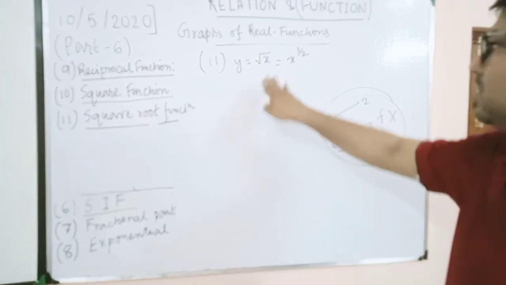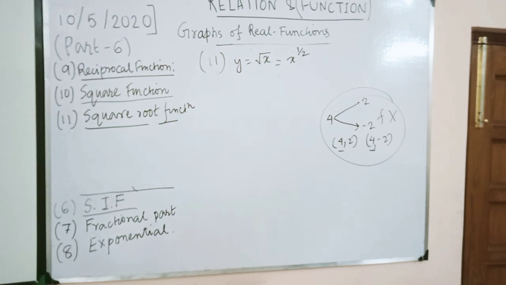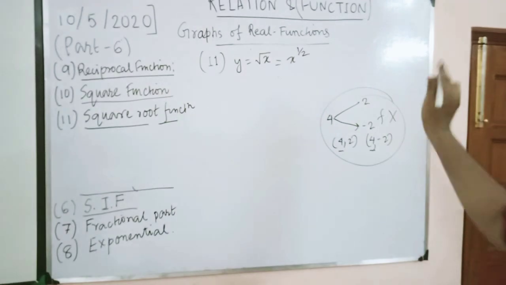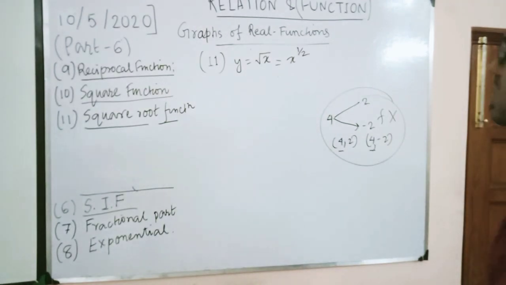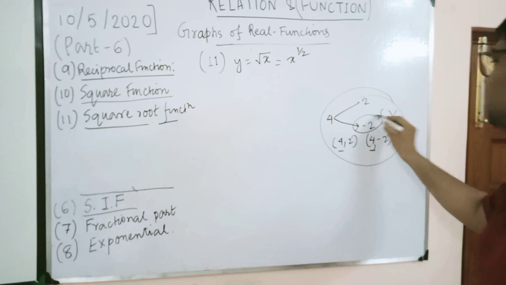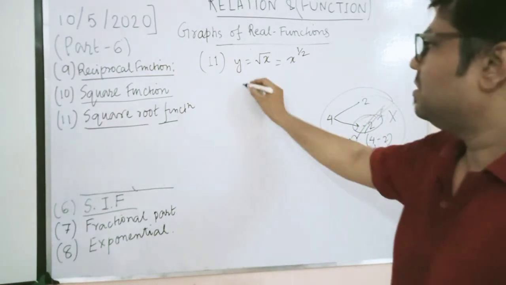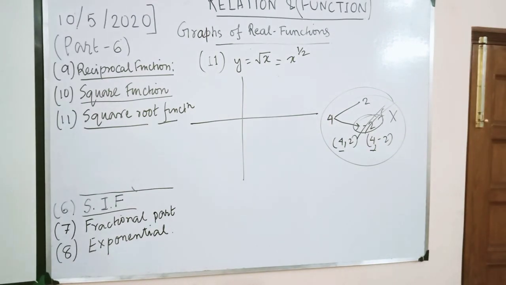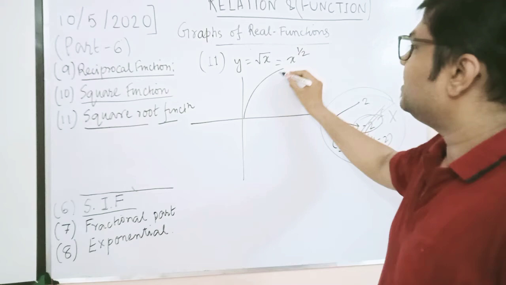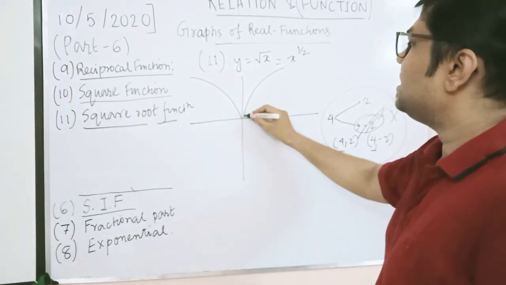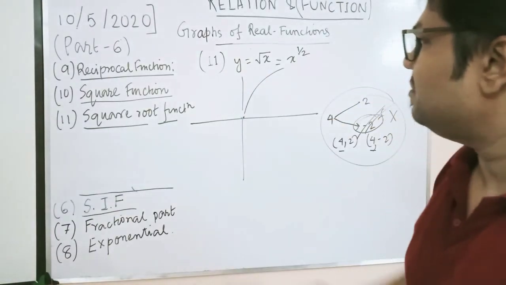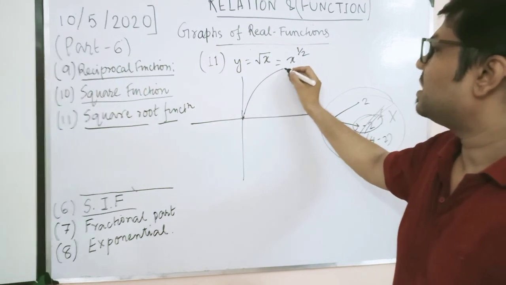So here we need to take care of this situation. We will exclude this part, the negative part we are excluding. If you try to draw the graph, it will actually be like this. But since this cannot be a function, we remove this part. It is very important. We remove this part, so only this is our graph.